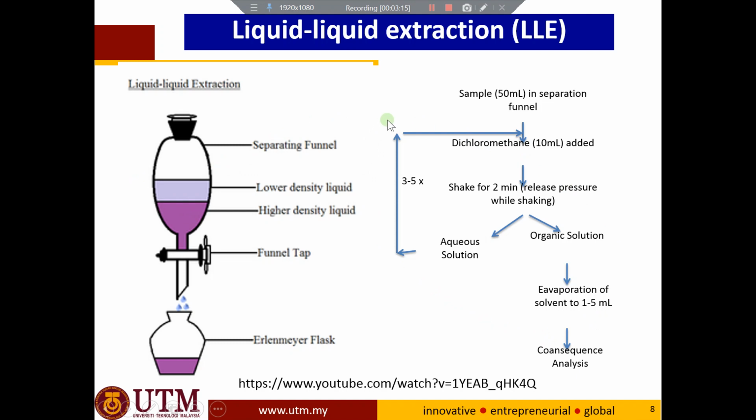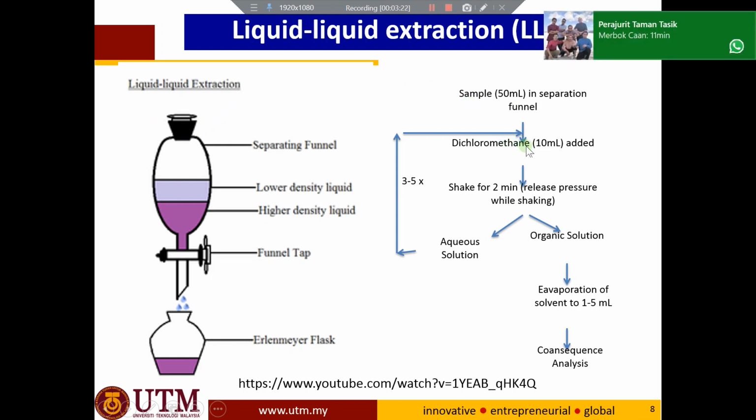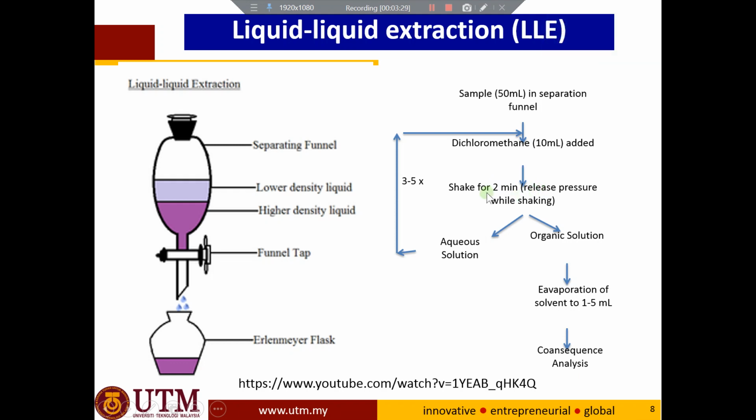So let's look at the procedure over here. The sample was inserted into the separator funnel. We add dichloromethane, shake for 2 minutes and release the pressure. Then bila you dah campur, you shake, release the pressure, you let it settle for a while, akan wujud two kind of layer, organic layer and aqueous solution. Aqueous solution we refer to water solution. Organic solution we refer to non-polar solvent.